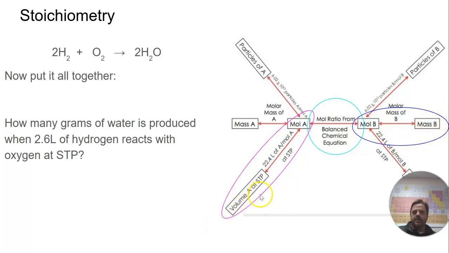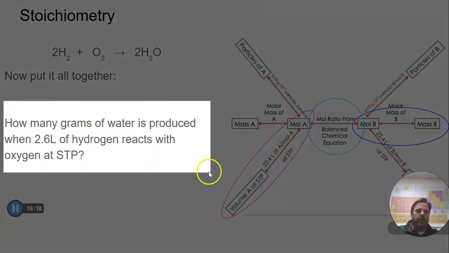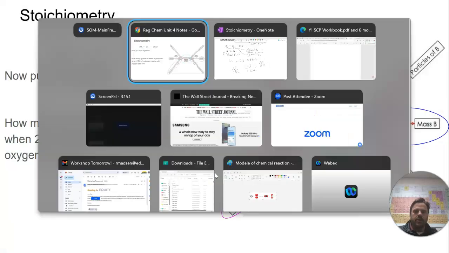Hydrogen gas is A, water is substance B. But notice we don't have a direct flight. We have to go from liters to moles, moles of A. Then we've got to convert that with the ratio in our balanced chemical equation to moles of B, and then get to the mass of B. So that's our process. We're going to get a quick photo of this, and then work through this problem together.